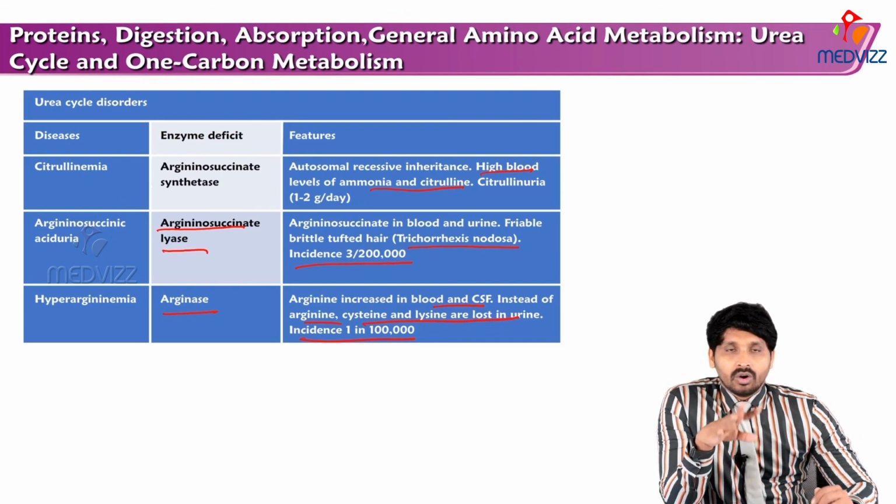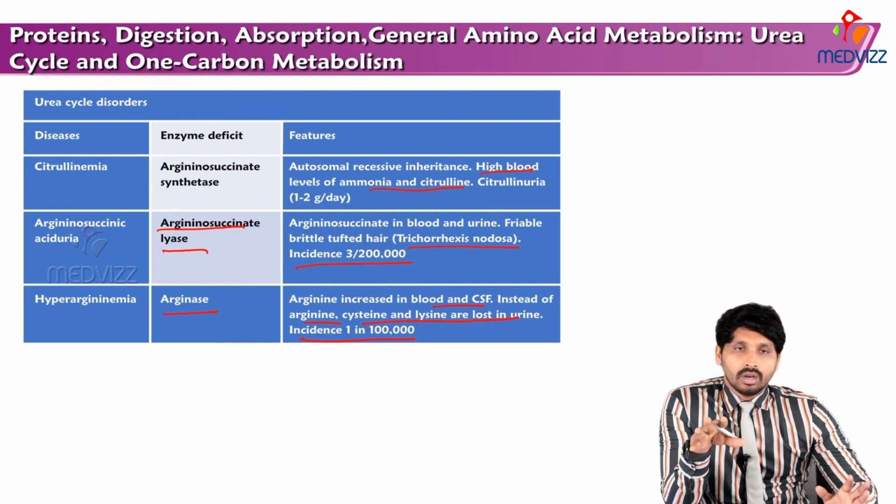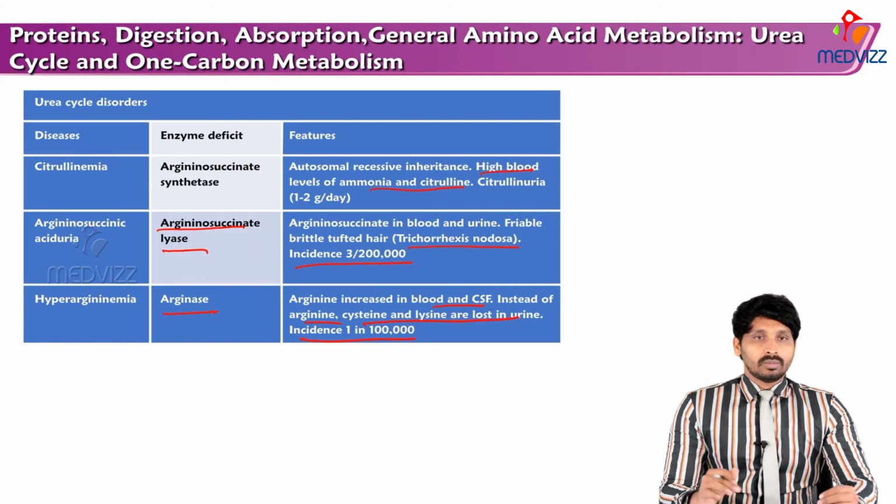So out of 5, one is a transporter defect; otherwise the rest of the disorders are defects of enzymes of the urea cycle. Okay, so that's all about the urea cycle.